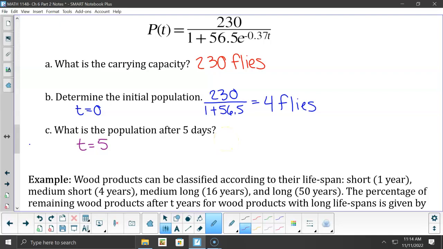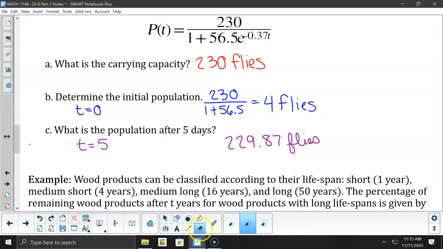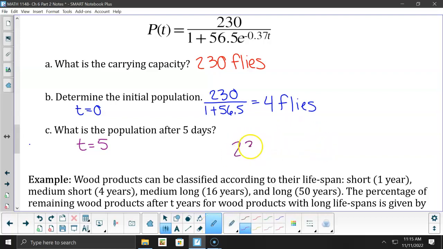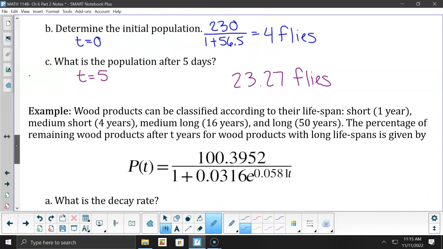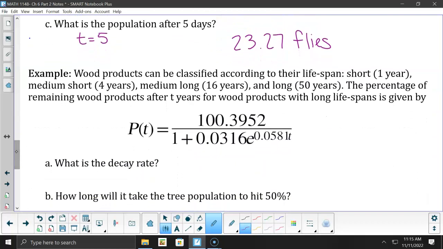No, decimal's okay, because remember, this is a model. It's not going to be perfect. So what'd you guys get for number of flies? So after 5 days, I'm getting really close. 23.27? I was going to say, I thought it was closer to like 24 flies, but... It'd be like that sometimes. Found your problem.